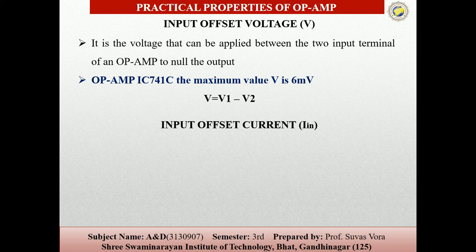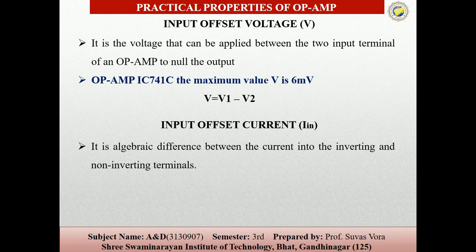Then the input offset current. Input offset current is the algebraic difference between the currents into the inverting and non-inverting terminals. The value is 20 nanoamperes, and the equation is IB1 minus IB2, that is, the input current of the non-inverting minus the inverting terminal.